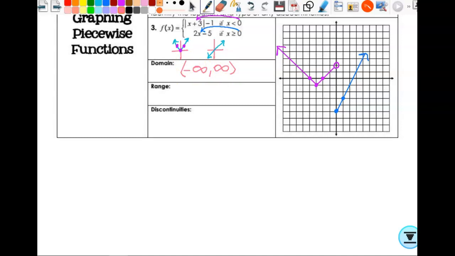My range, I start down here at what? Negative 5. Then I use all the y values all the way till I get to infinity. Do I include negative 5? Yes, I do. And I go to infinity. Do I have any discontinuities? Yes. What kind? Jump. And then you always give the x value of where that is. So it's jump at x equals 0. Questions? Anything? Okay. Then let's go on to the next one.